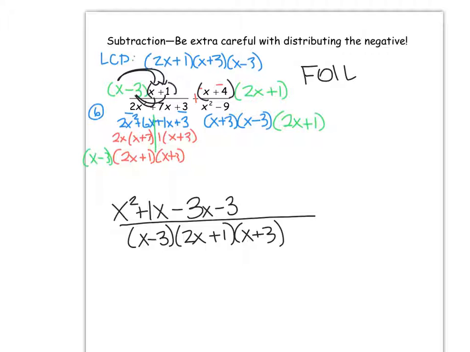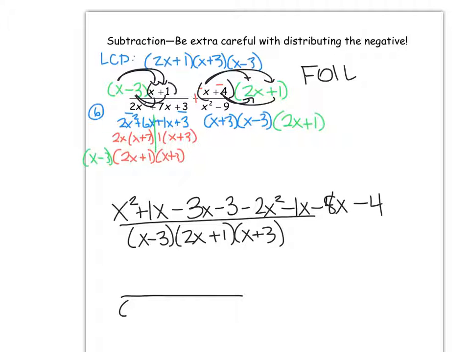Now the like terms on the other one. Negative x times 2x, we'll have negative 2x squared. Negative x times 1 would be negative 1x. Negative 4 times 2x would be negative 8x. And negative 4 times 1 would be negative 4. So now I search for my like terms so that I can accomplish the adding that was wanted in the original problem.